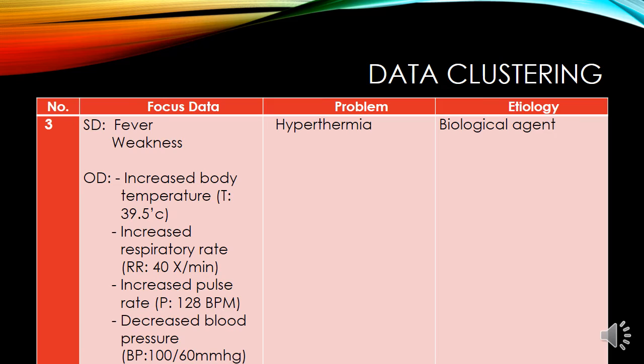Number three, SD: fever, weakness. OD: increased body temperature T 39.5 degrees Celsius, increased respiratory rate or RR 40 times per minute, increased pulse rate, pulse 128 beats per minute, decreased blood pressure 100 over 60 millimeter mercury. The problem? Hyperthermia, etiology: biological agent.